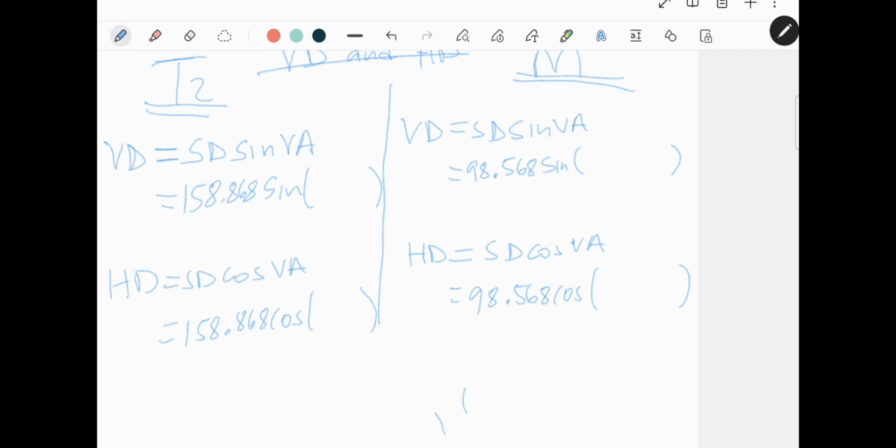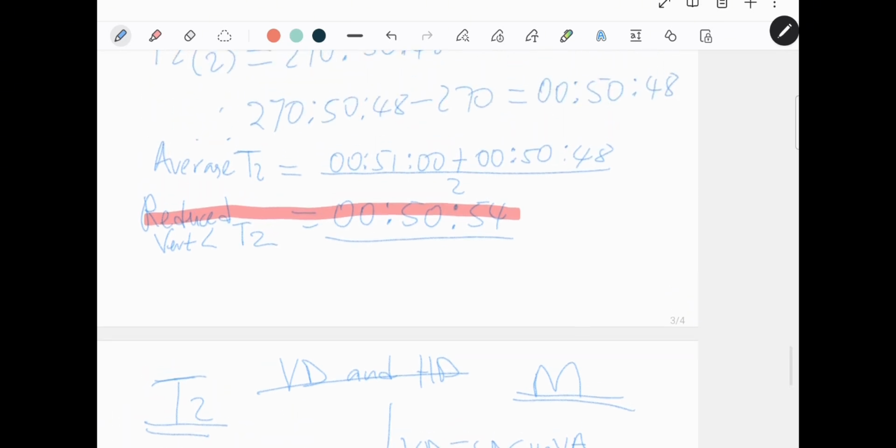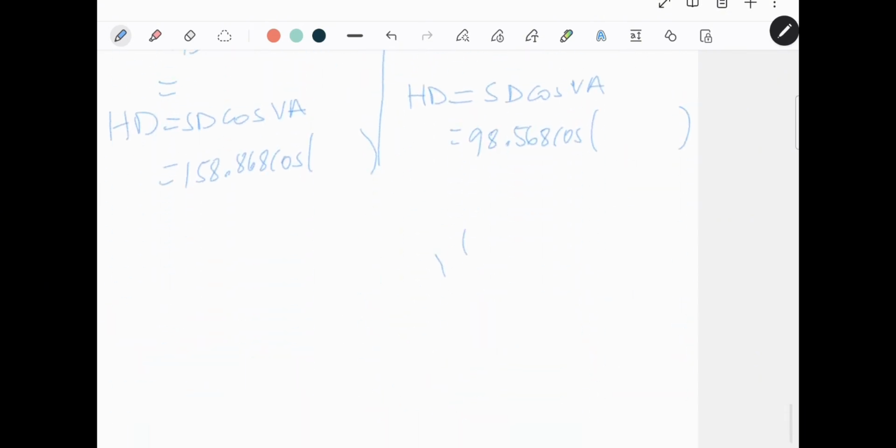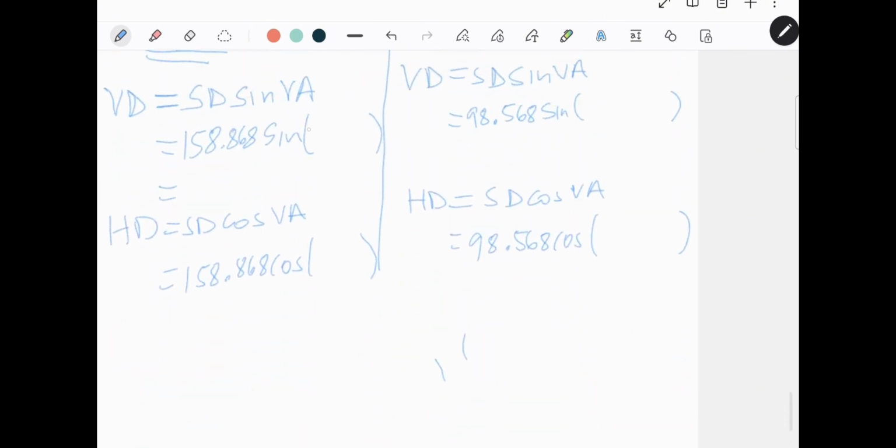So now let's go back and see. We did find our vertical angles. For T2, our vertical angle was this one, our reduced vertical angle. It was 0, 0, 50, 54. So you just come and plug it here. Same thing here, 0, 0, 50, 54.